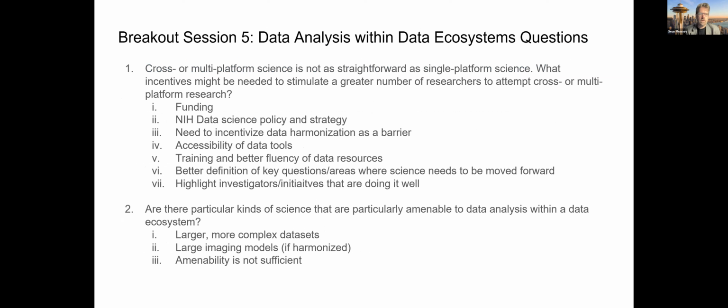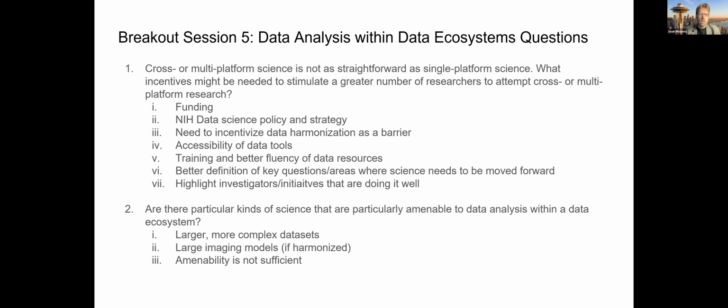Okay, and then just finally, on the two questions, doing cross-platform science is not easy, and we need better funding. We need funding targeted to enable these cross multimodal analyses. I think the NIH data science policy and strategy is going to be very helpful. We're going to have data sharing plans going in with all the proposals, and I think that's going to stimulate data sharing in really good ways.